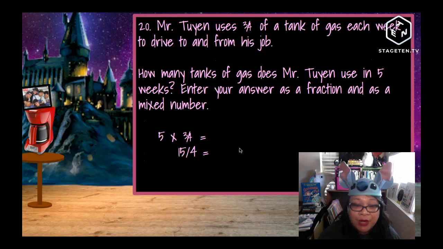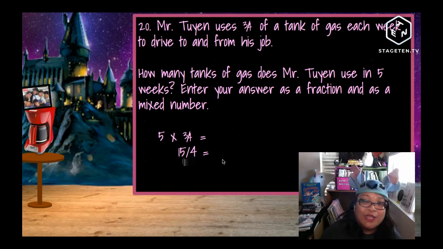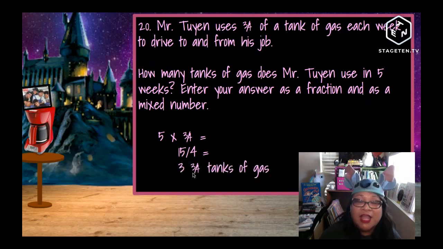That is the fraction. And then when we divide 4 into 15, you might have to write that out. If not, you can do this in your head. 4 goes into 15 how many times? 3 times. And then how many are left? 3. So we have 3/4. The answer is 3 3/4 tanks of gas.